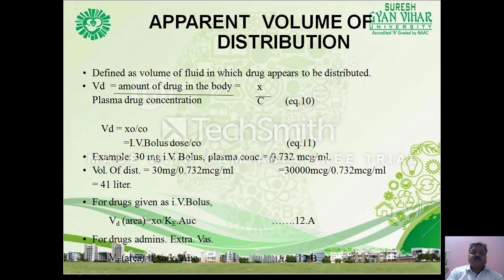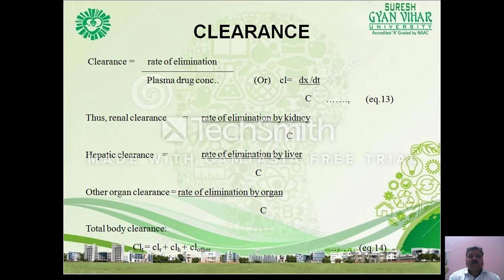An example is given: if the plasma concentration is this much, what will be the volume of distribution? So this is your Vd, we can calculate the Vd like this. For a drug given as IV bolus, Vd is equal to X0, the amount of the drug in the body at time 0, divided by Ke into the area under the curve, AUC. For a drug administered extravascularly, Vd area becomes this one.